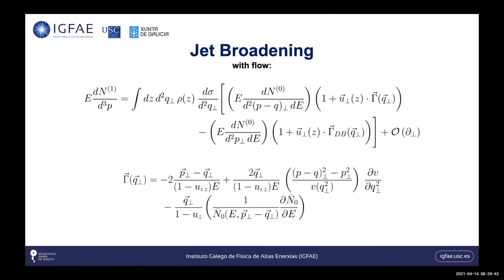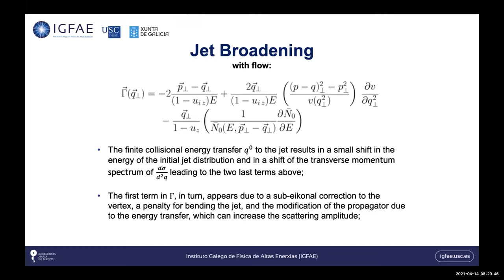Okay, so it doesn't look transparent. However, we can try to understand the physical meaning of the different terms. So these two terms come essentially from this energy transfer. Because of the non-zero energy transfer, the distribution of the transverse momentum spectrum of the elastic cross section is shifted. And the same is true about the source. And the first term corresponds to a penalty for trying to bend an energetic jet, and also to some change in the probability to scatter due to the change in the propagator.